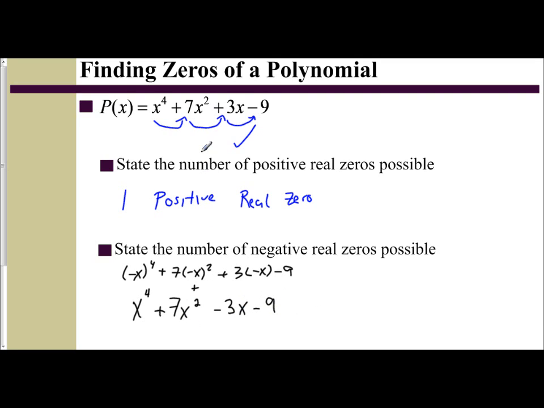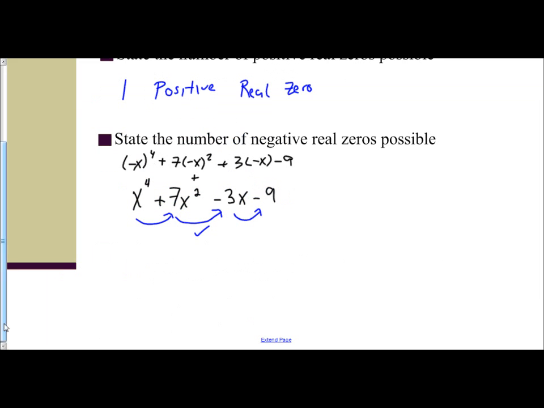And we look for the number of sign changes. Positive, positive, nope. Positive to negative, there's a sign change, and negative to negative, no. And so I have one sign change. That means I have a possibility of one negative real zero. Now I said this is the interesting one. This is the cool one.